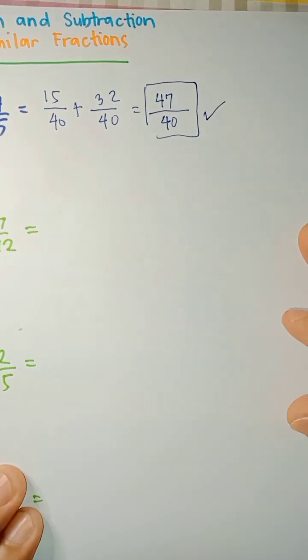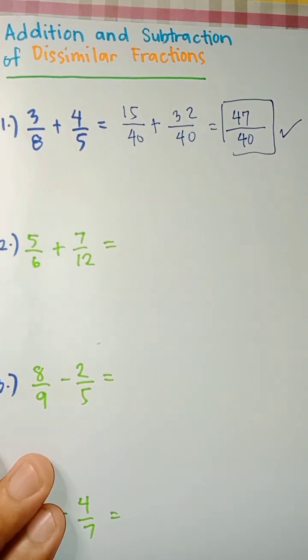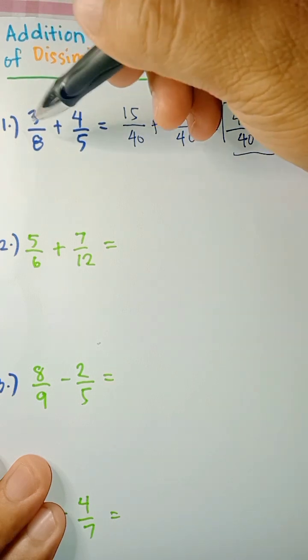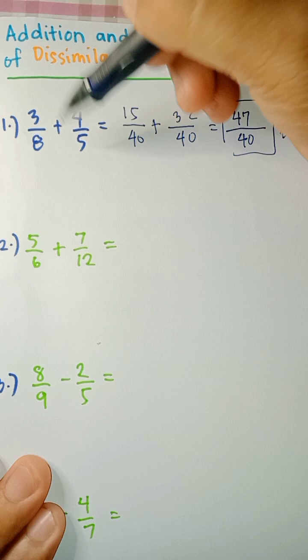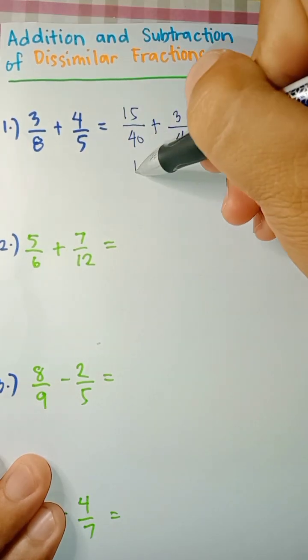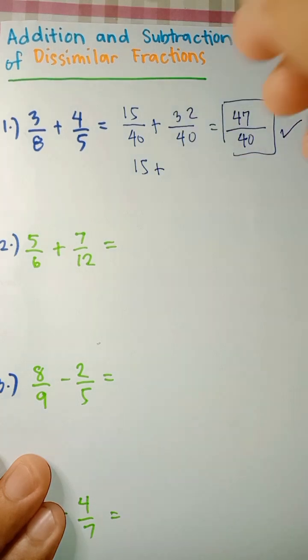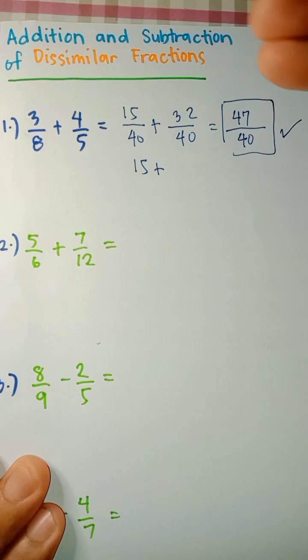Now, how about the second method? The second method is called the crisscross method. So, what we are going to do is to cross multiply this numerator to this denominator. So, 3 times 5, it's 15. Then plus, then again, crisscross or cross multiplication. 4 times 8 is 32.